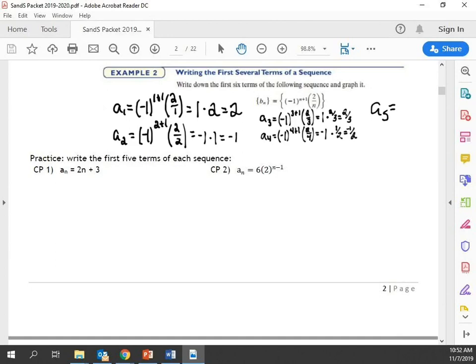2 over n. N represents what, guys, when we're dealing with sequences? The term. What term are we on right now? 5. So this answer will be positive 2/5. All right. What about the last one? Negative 2/6.